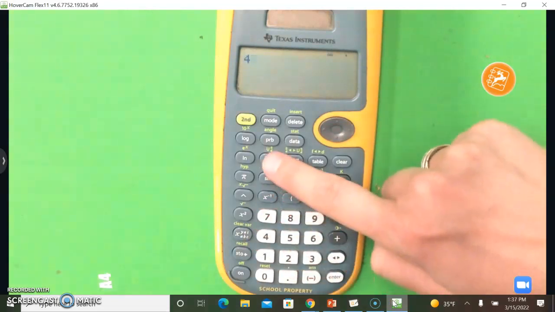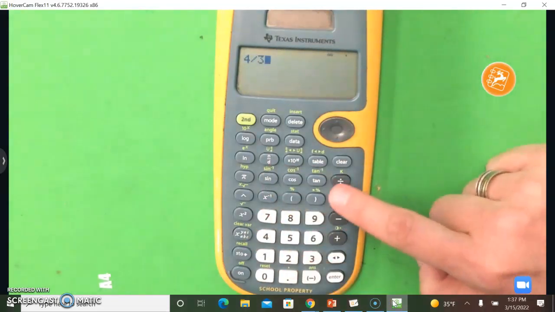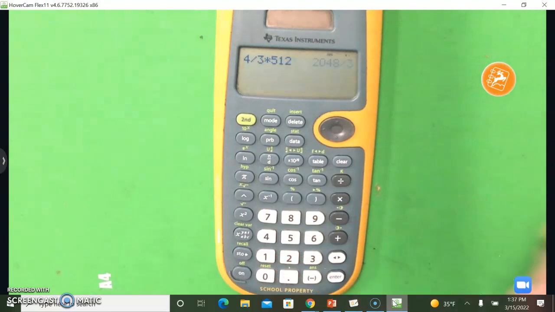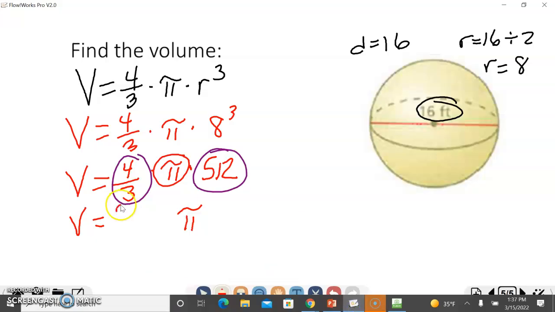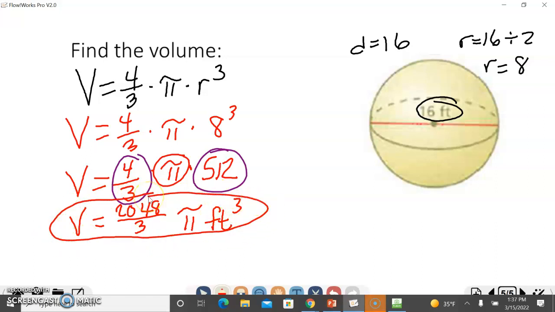So 4/3 times 512 gives me 2,048 thirds. And we're measuring in feet, so we'd have feet to the third power. That is always going to be in terms of pi.